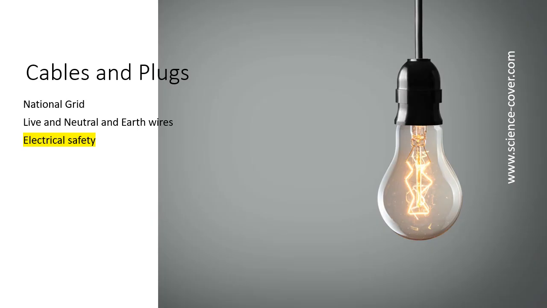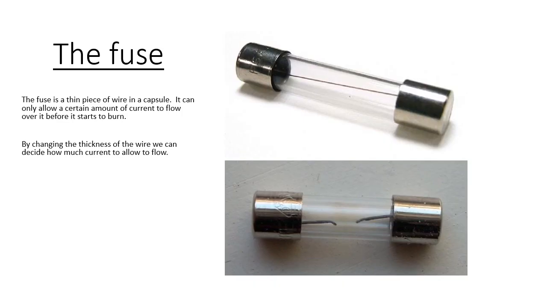Let's have a look at electrical safety devices. A fuse is a thin piece of wire inside a glass capsule. It will only allow a certain amount of current to flow before it starts to burn. By changing the thickness of the wire, we can decide how much current we wish to flow.